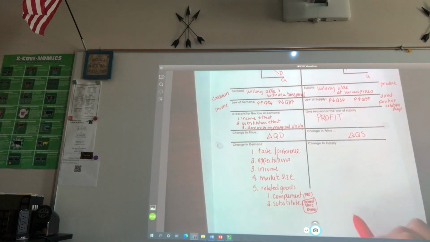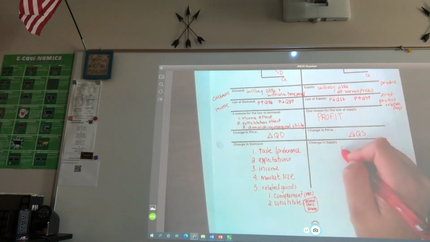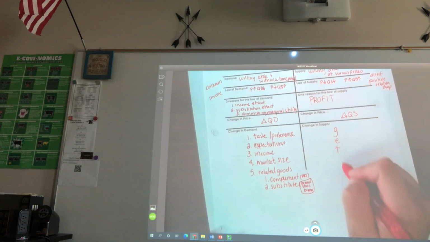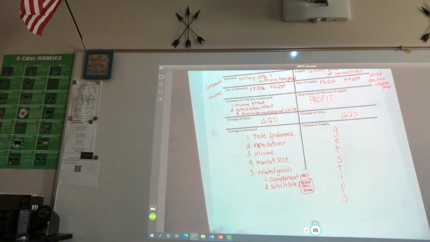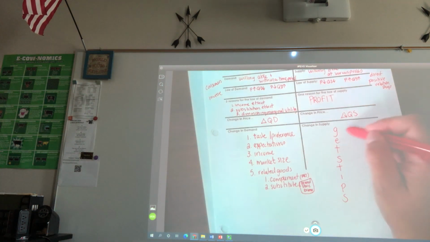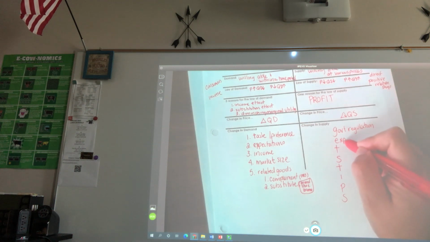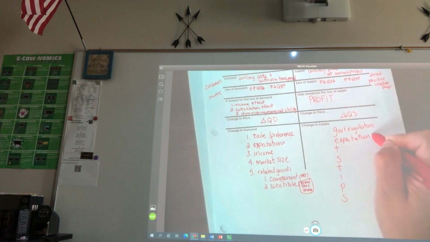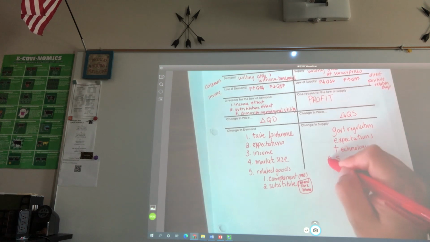There are seven other things that cause our supply curve to shift, and I'm going to remember the acronym GETS tips. So G, E, T, S, T, I, P, and S. The first one is government regulation. And then expectations of the producer. Then technology. And then number of sellers.